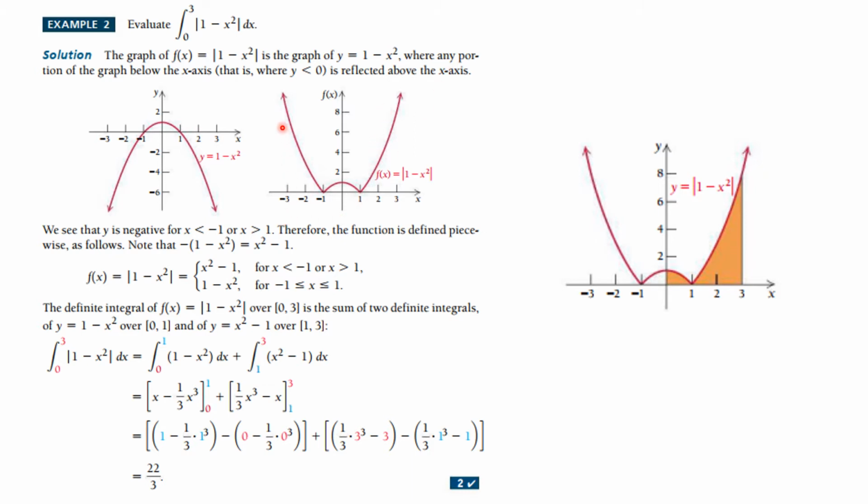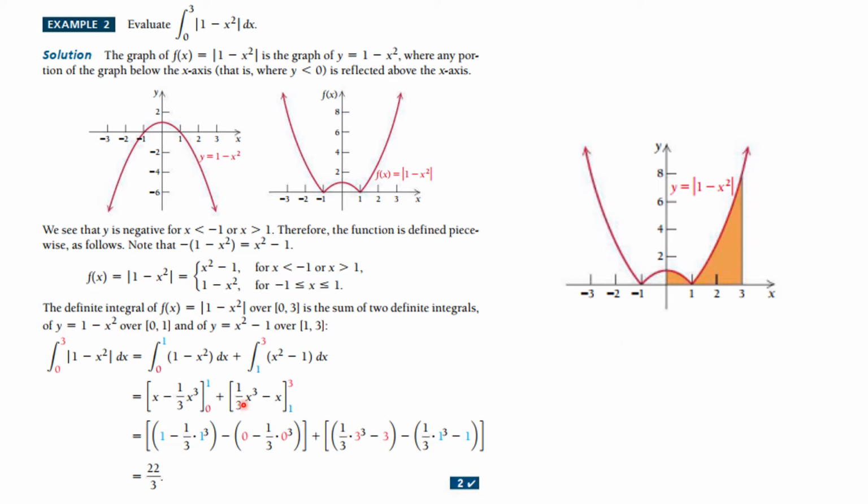So you see, that means that the definition of the function changes depending on where you are. If we take the absolute value of 1 minus x squared, it's going to be x squared minus 1 during these intervals, there and there. And between minus 1 and 1, it's going to be this function. So the definite integral from 0 to 3, and this is representing the area, we have one function representing it here, and it's a different function representing it here.